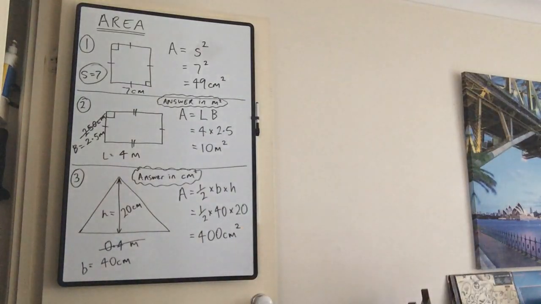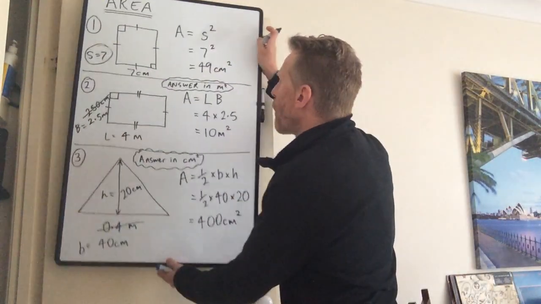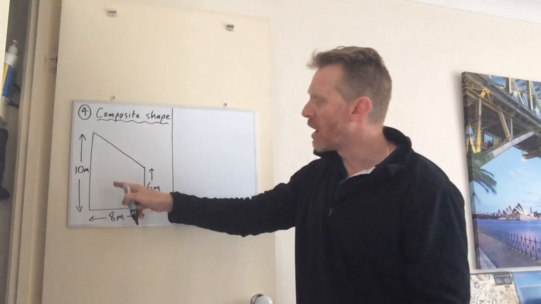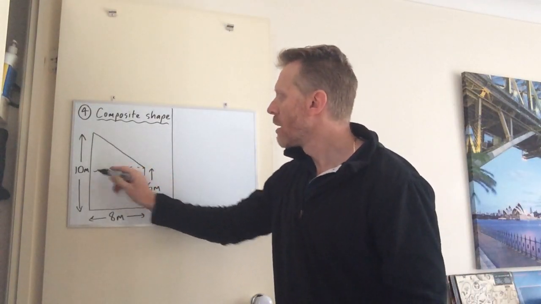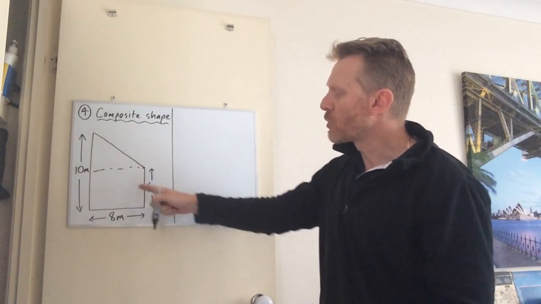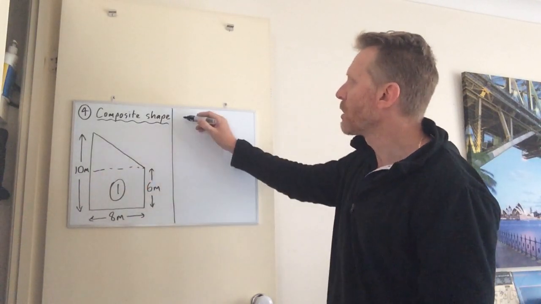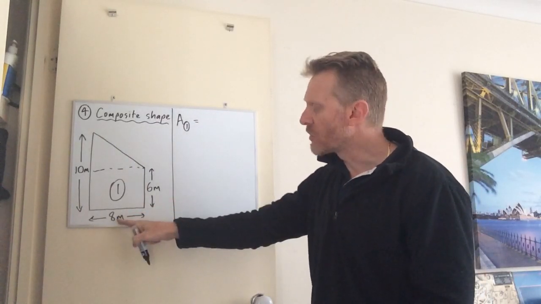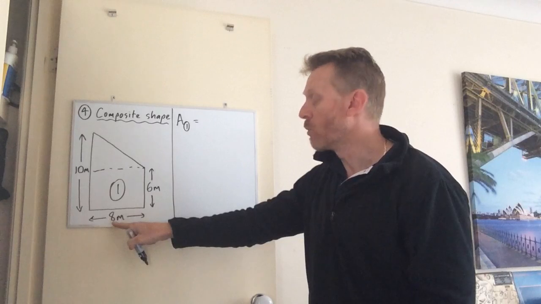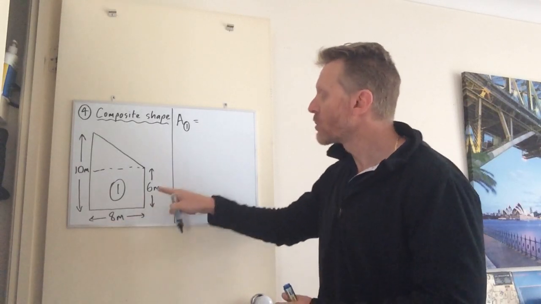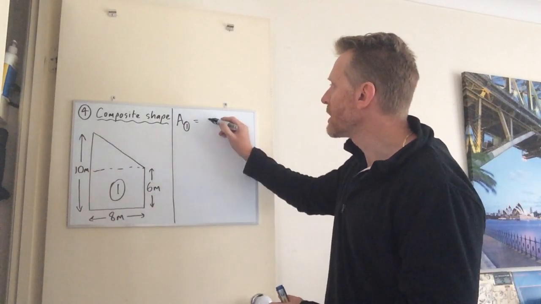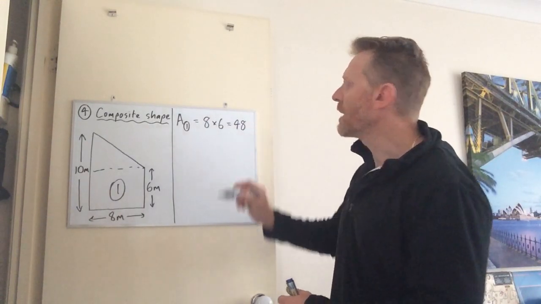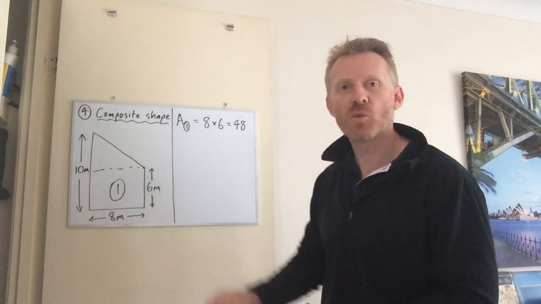Now let's go to the final part of this lesson, which is what if you get a composite shape? This one's made up of a rectangle and a triangle. Now let's have a look at the rectangle. That's the easier shape. Let's call that area 1. Okay. Now area 1, you can see that it has a base, or we'll call it a length. Length times breadth. So 8 times 6. And that equals 48. And that'll be in metres squared.